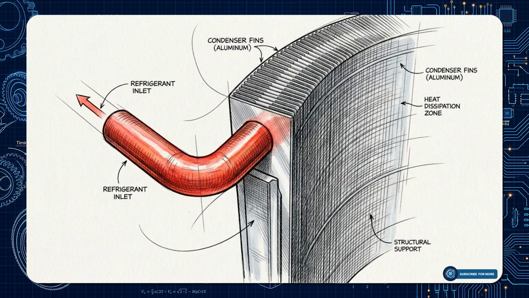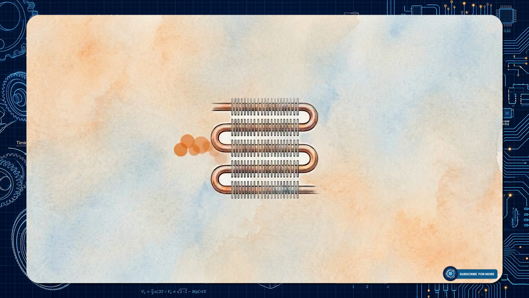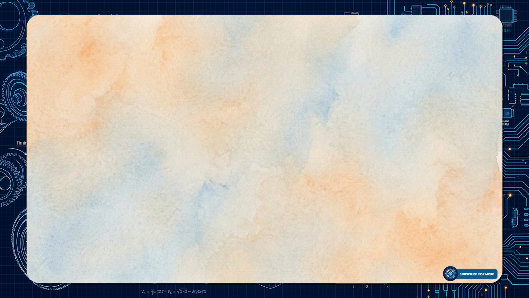The superheated pressurized gas enters the outdoor unit's condenser coil. A large propeller fan pulls ambient outdoor air across the condenser fins. As shown in this cross-section, the refrigerant gas is hotter than the outside air, so it rejects its stored heat to the environment. As it cools, it transitions back into a high-pressure liquid state.